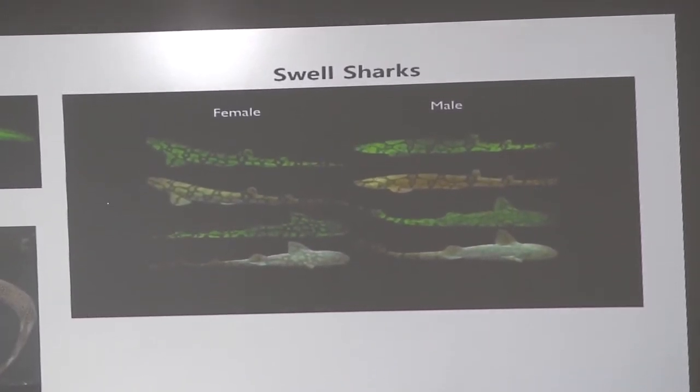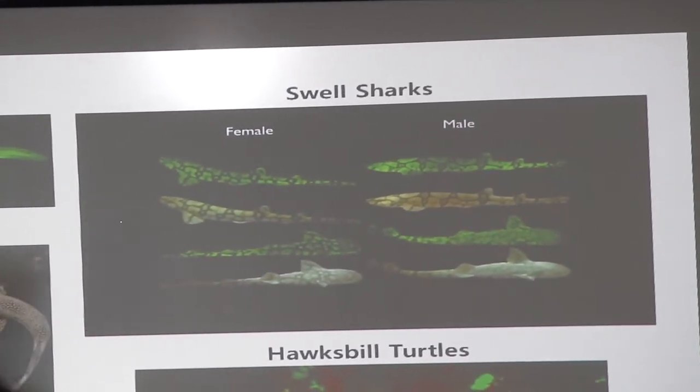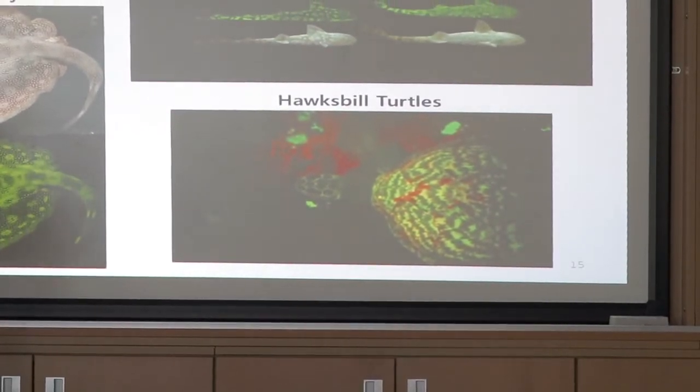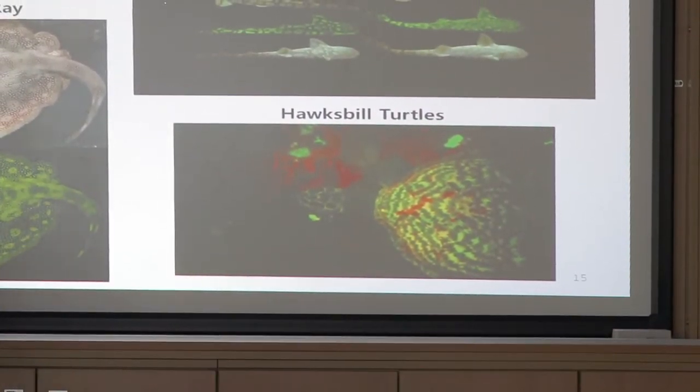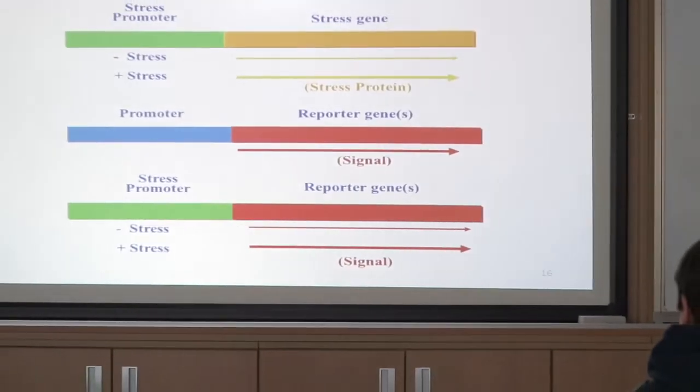Not only do sharks, but also turtles. Hawksbill turtle underneath the ocean, when you hit it with blue light, you see the shell is now glowing green with fluorescence. So this is an idea of biofluorescence.